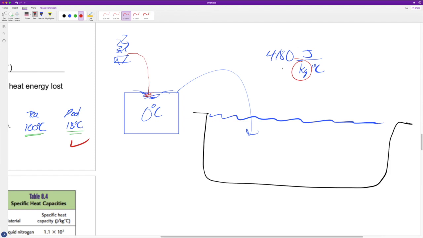So in order to change a pool, let's say your pool is 10,000 liters. 10,000 liters is equal to 10,000 kilograms of water, right? So you need to multiply this number by 10,000. And that is how much energy is required to change the pool temperature by 1 degree Celsius. That's why it takes such a long time to heat up your pool in the summer, because it takes a huge amount of energy to do that. So it's not just about the temperature, it's also about the amount of stuff.